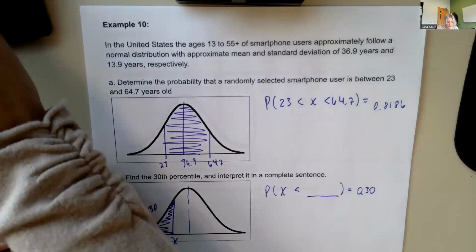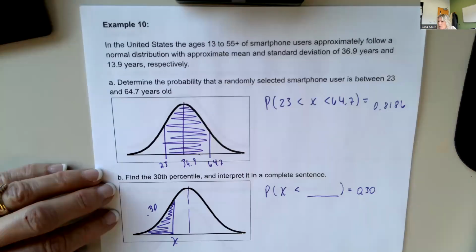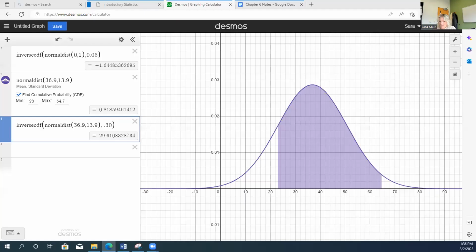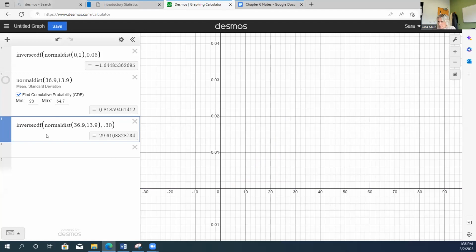Now, when we put that in Desmos, let me take you there. Not on the graph, it's this bottom one here. We have to use the inverse CDF because we know the area is 0.3 and we have a mean of 36.9 and standard deviation of 13.9. And we're talking about the left area, so that's 29.6. So the golfer would have to have a score. I'm sorry, this is not golfing anymore. This is the years of the smartphone users.